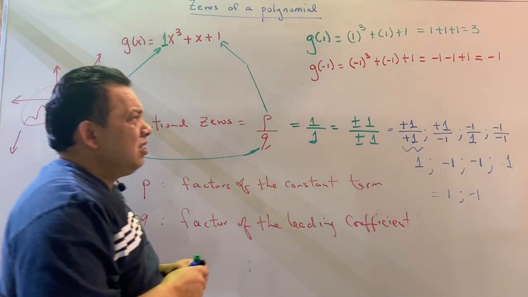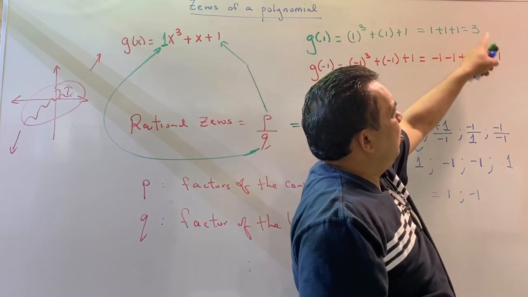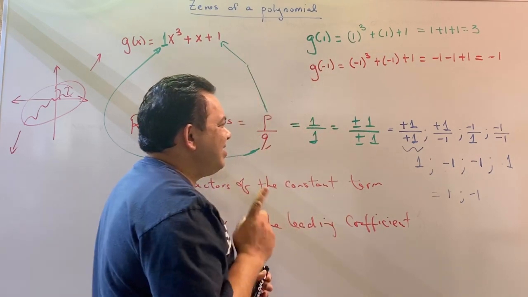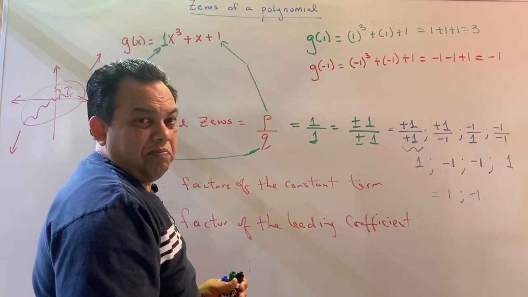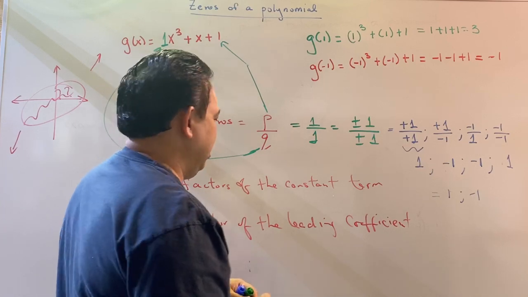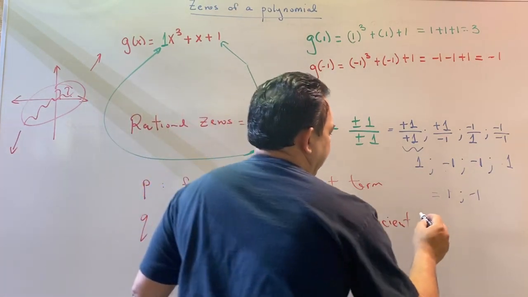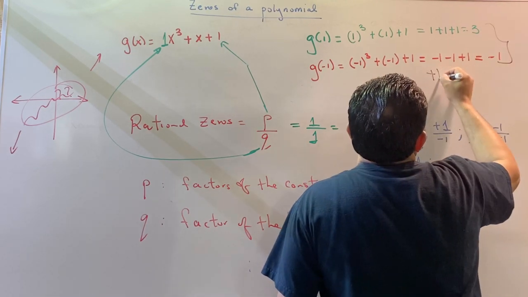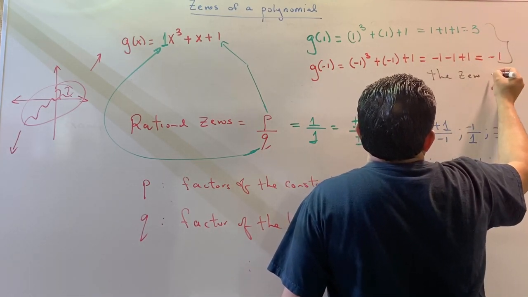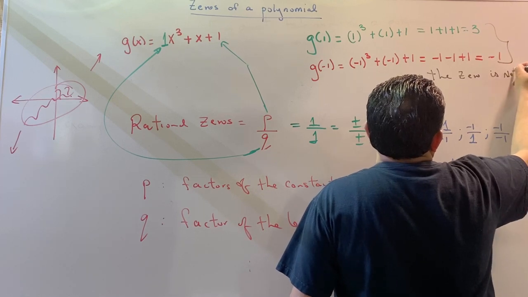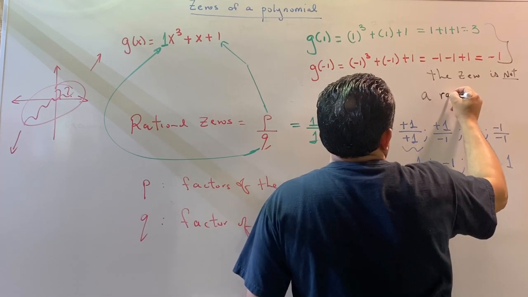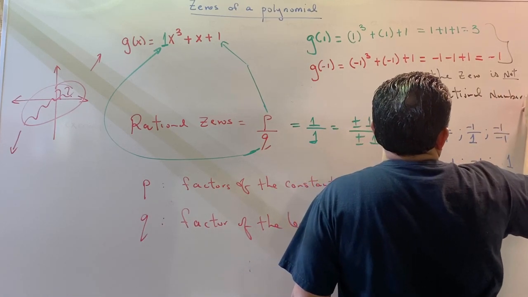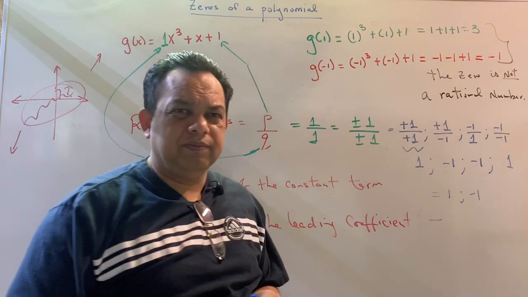Well, all that it tells me is that because I didn't get 0 for either one of them or both, it's telling me that the 0 is not a rational number. It is not a rational number. So my conclusion here, the 0, or from over here, we can say the 0 is not a rational number. Okay?